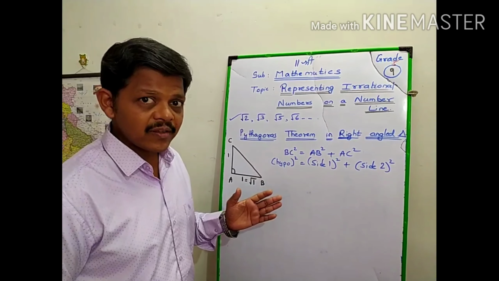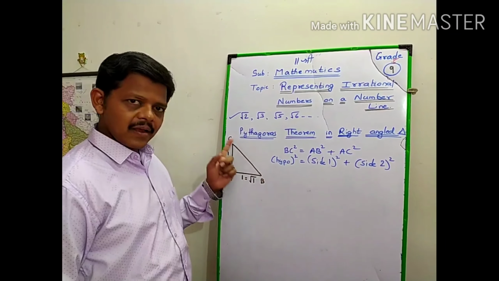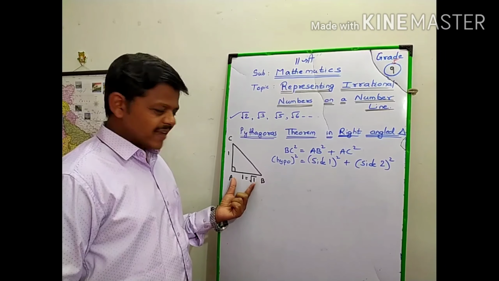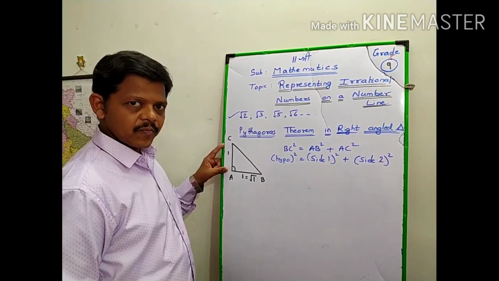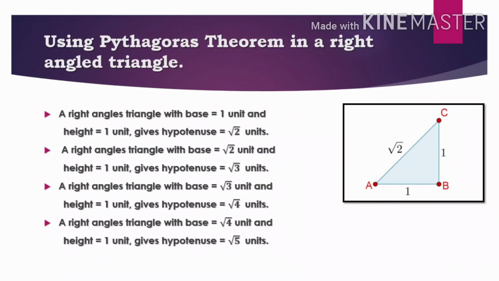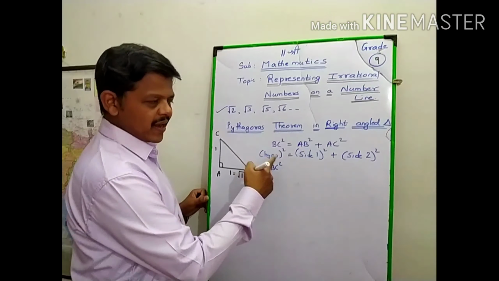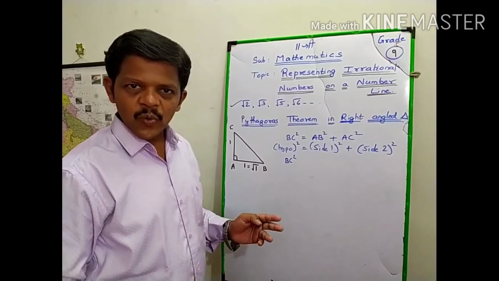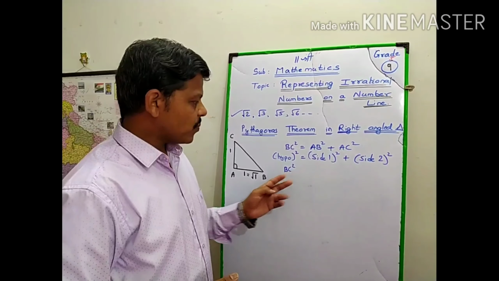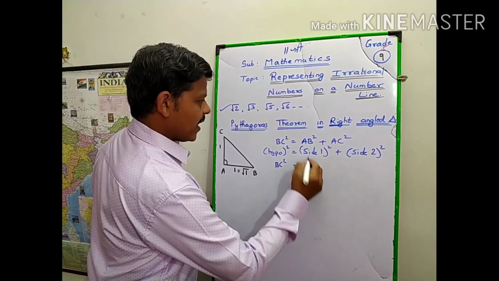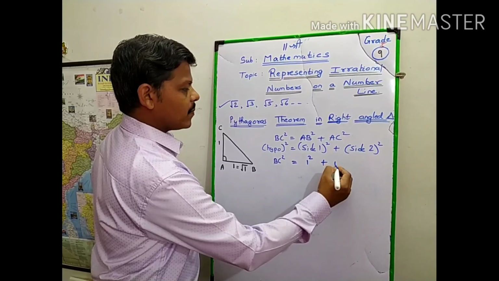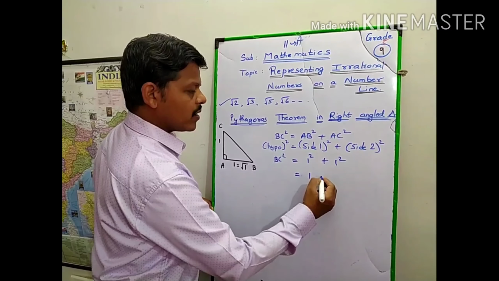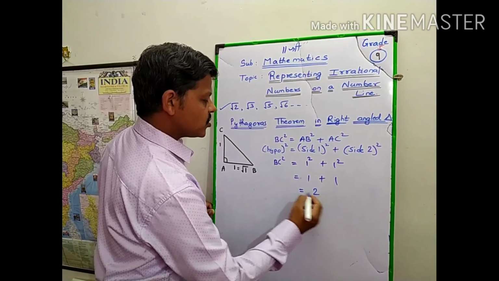What we have done over here is that we have taken a right angle triangle whose base is 1 unit, height is also 1. This is 1, this is 1. Now, let me write here hypotenuse. We want to find out this hypotenuse. So hypotenuse was BC. Hypotenuse square is equal to side 1 square plus side 2 square is our Pythagoras theorem. So BC square would be AB square plus AC square. How much is AB? 1. 1 square plus 1 square. What is 1 square? 1. 1 square, 1. This becomes 2.